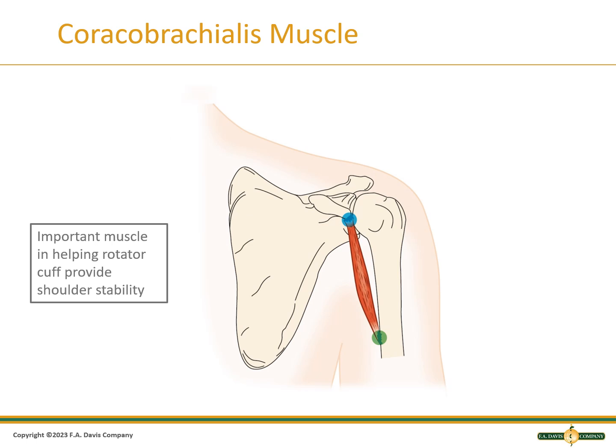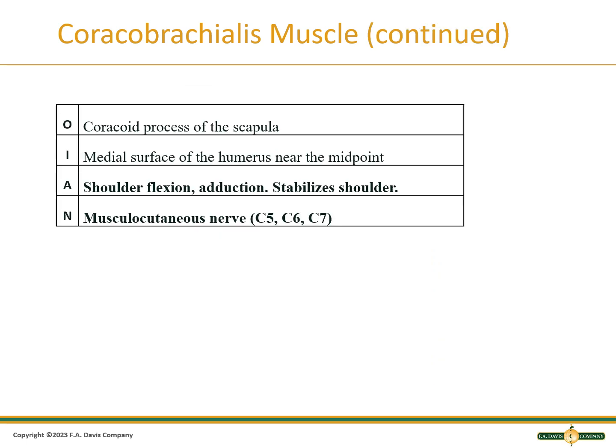it does stability. Our coracobrachialis originates on the coracoid process of the scapula to insert on the medial surface of the humerus near the midpoint. It causes shoulder flexion and adduction and also helps to stabilize the shoulder. It's innervated by the musculocutaneous nerve.